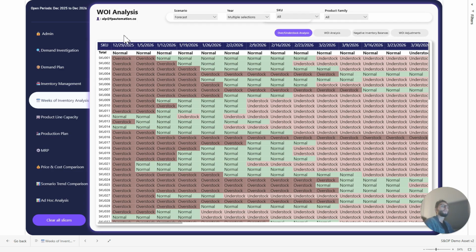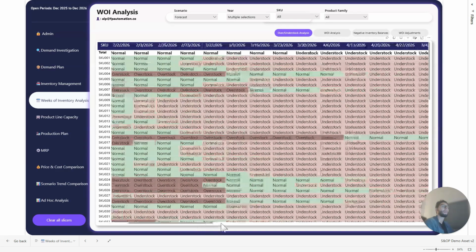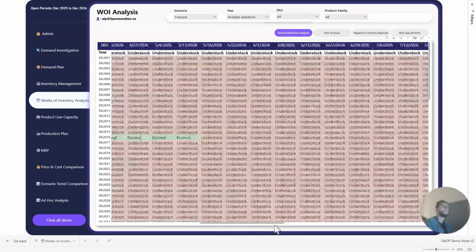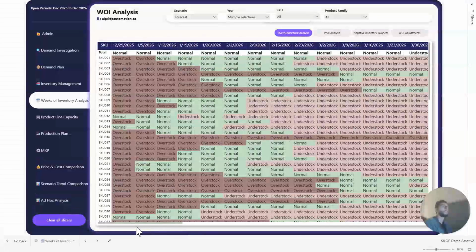So in this case right here, we can immediately see from a conditional formatting perspective for each SKU where exactly there are overstock and understock issues for that SKU itself, enabling the company to figure out where exactly they need to make production planning changes in order to meet that demand. So you can see right here that we have quick conditional formatting showcasing exactly where under and overstock situations are happening for each of these various different SKUs and where they are normal.